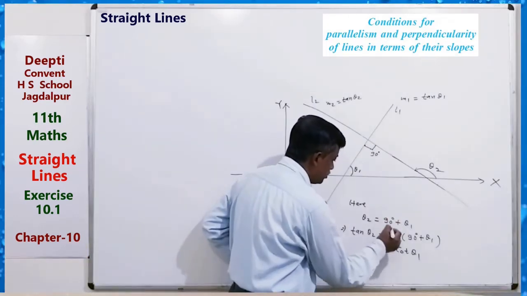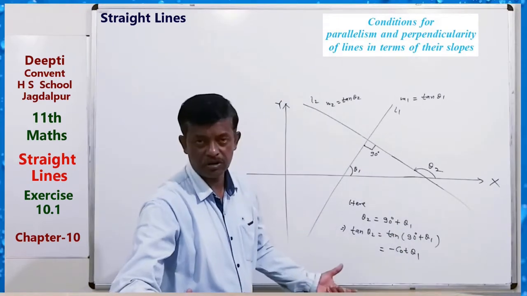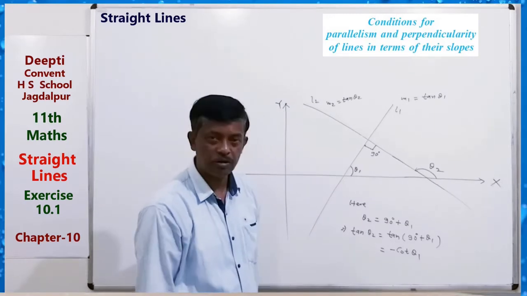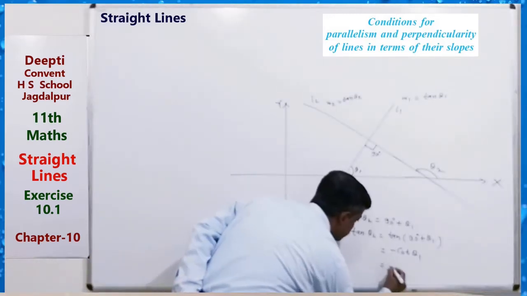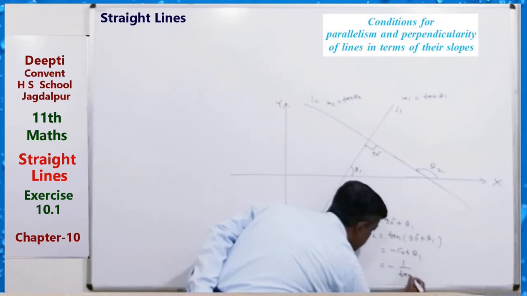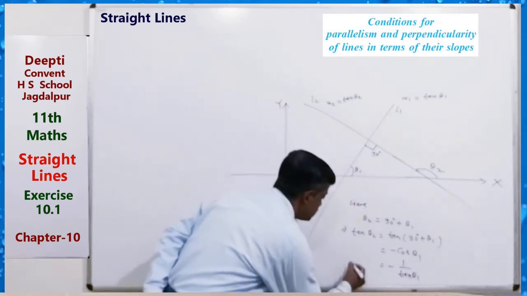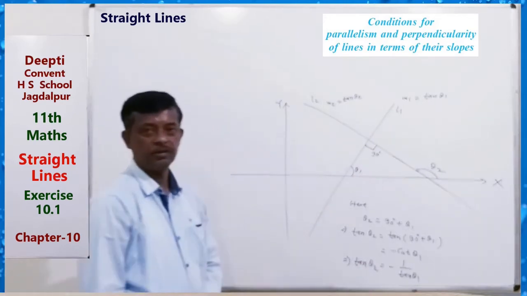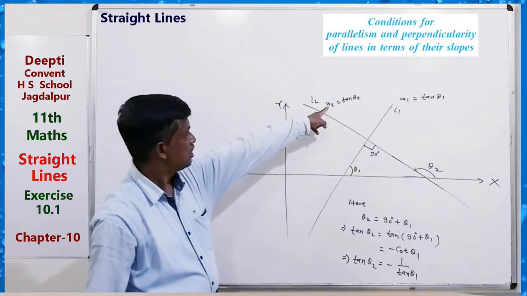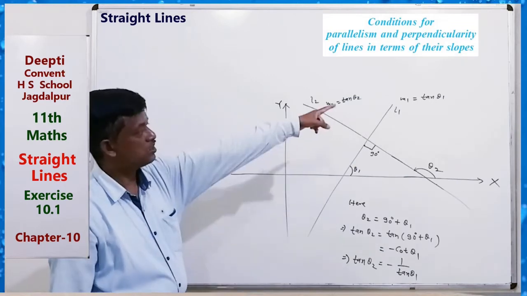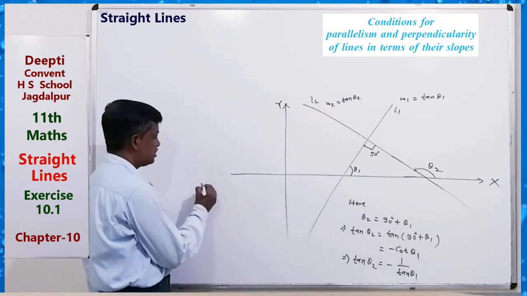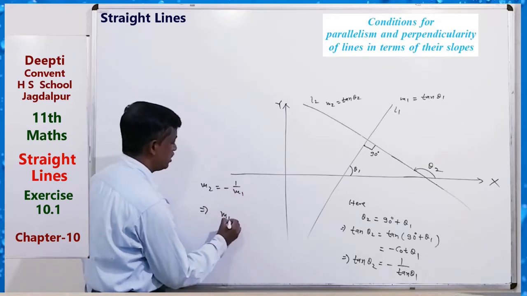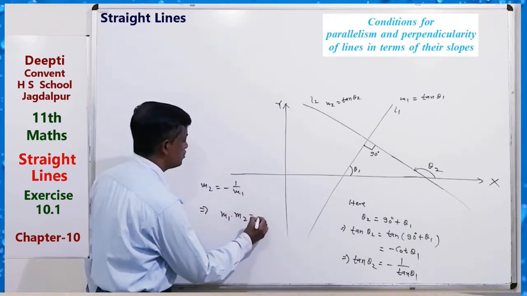So we know tan 90 plus theta equals cot, and 90 plus theta means negative in the second quadrant. So minus cot theta 1, so minus 1 by tan theta 1. We can write like this: tan theta 2 equals to. So tan theta 2 means M2 slope. Tan theta 1 means M1 slope. So here we see that M2 equals minus 1 upon M1. So we see that M1 into M2 equals minus 1.